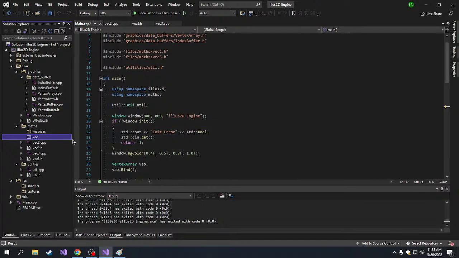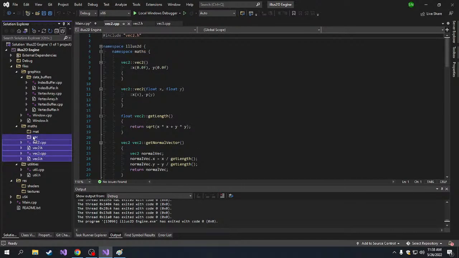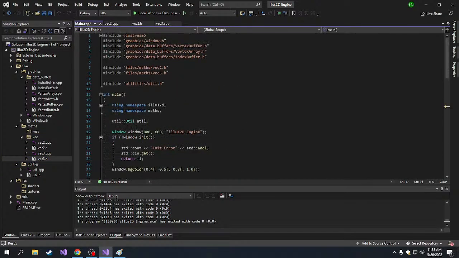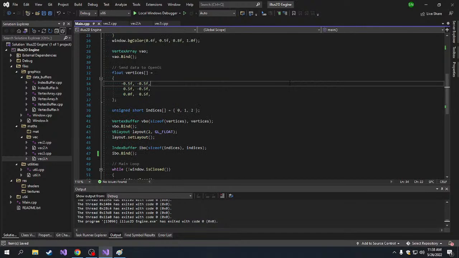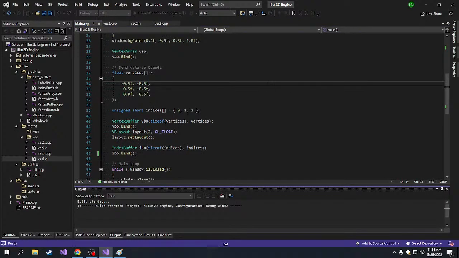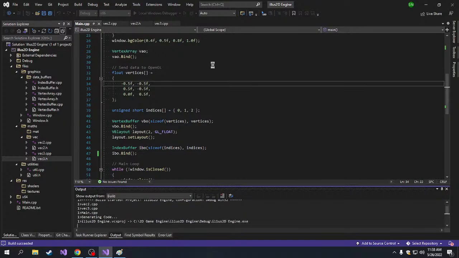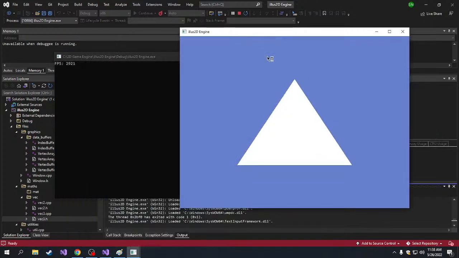Let's call it like vec and mat. I think it's much better. Vec and mat. I'll copy this into the vec folder, and if we do that, we of course have to include files/mathematics/vec, and we'll have to do this here. Cool. It should be working. Let's run the code. And it's taking time because my computer is slow, and yes, it works beautifully.